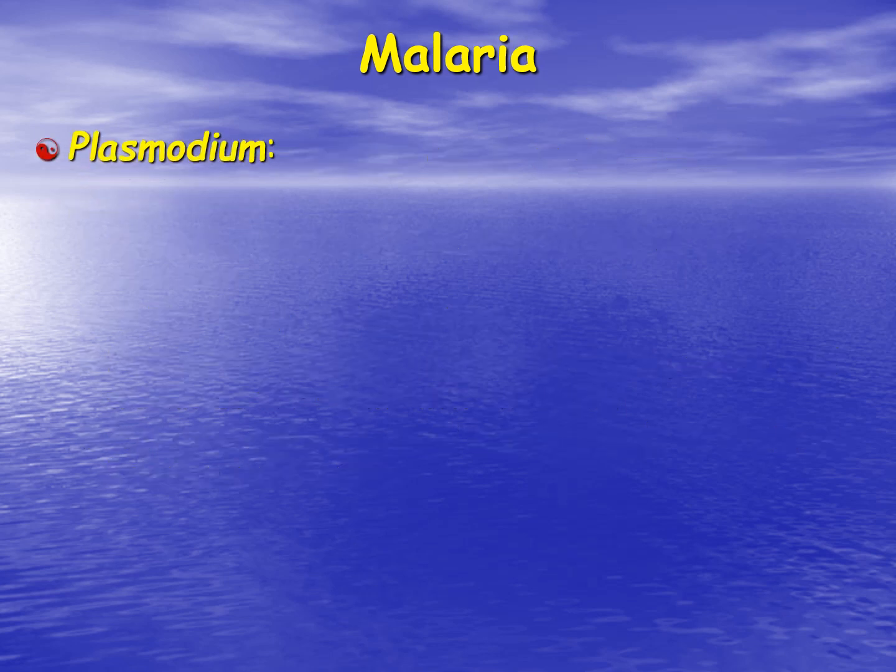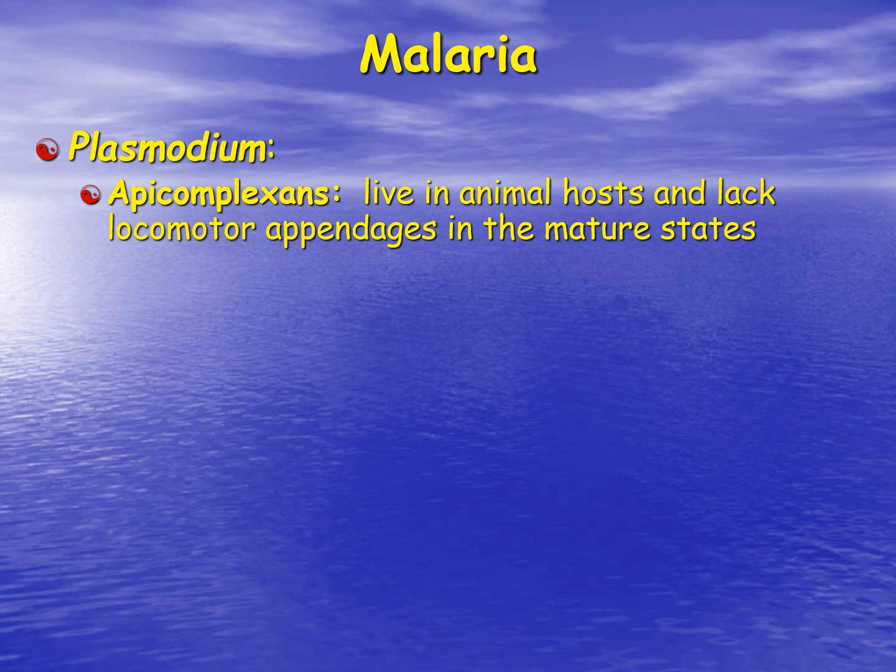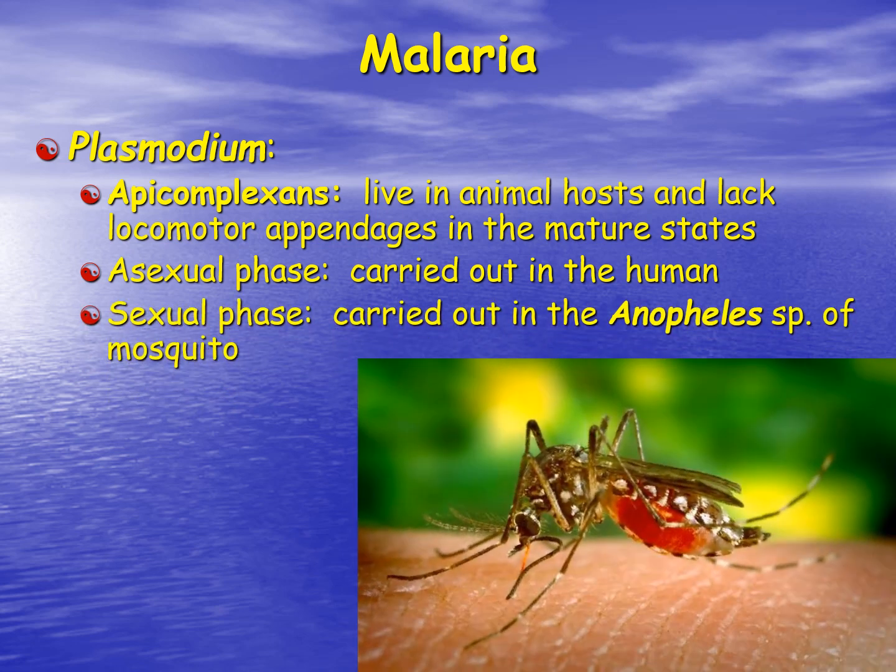The Plasmodium genus is the causative agent of malaria. These are apicomplexans, which are basically non-motile protozoans that live in animal hosts and lack locomotive appendages in the mature states. The asexual phase is carried out in the human red blood cell. The sexual phase of the Plasmodium organisms is carried out in the Anopheles species of mosquito.